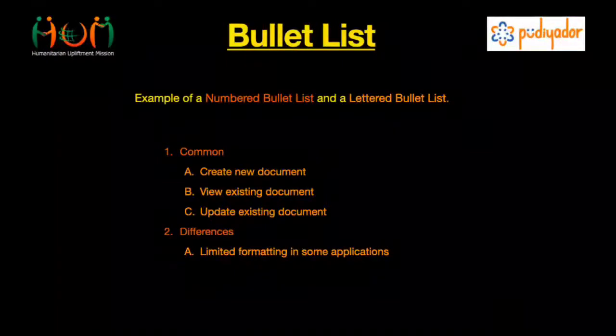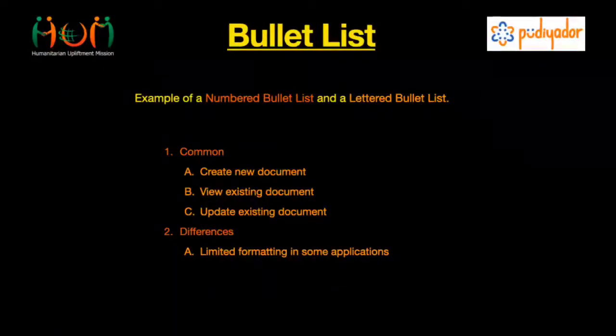In this case, the bullets have letters, the letters ABC. That is a lettered bullet list. Now that is inside of another list called common and differences, right? And that is a numbered bullet list.